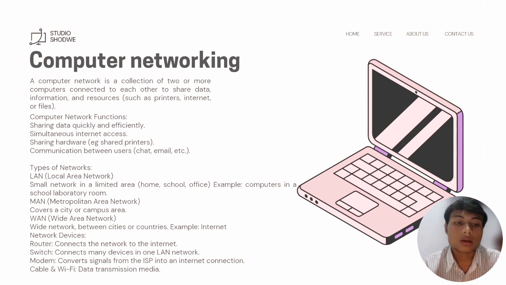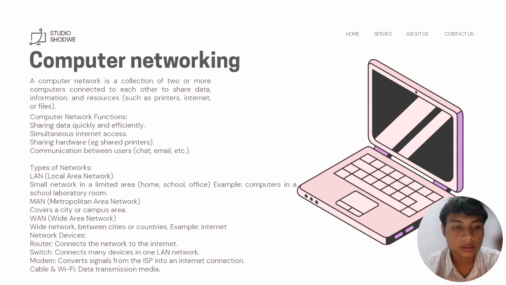Types of network: LAN, or local area network, is a small network in a limited area. Examples: home, school, office, computers in the area, such as a school laboratory room. MAN, metropolitan area network, covers a city or campus area. WAN, wide area network, is a network between cities or countries. Example: the internet.